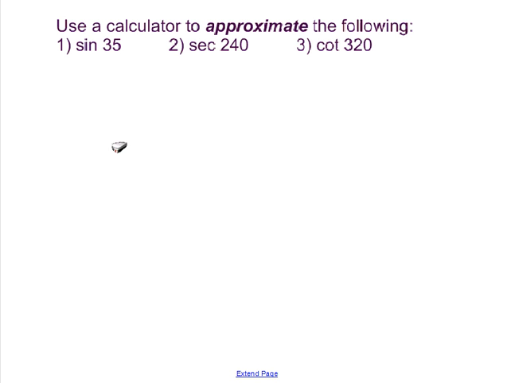Alright, so use a calculator. The sine one is pretty straightforward. You're just literally typing in sine of 35 and hitting enter. When you do that, you should end up with 0.57336. Normally when you're finding approximate values, you round to 4 decimal places.